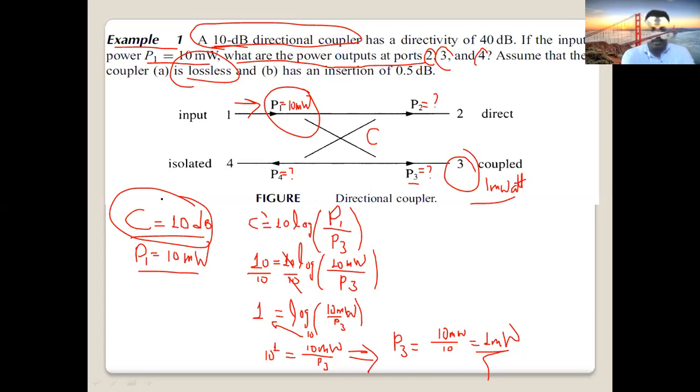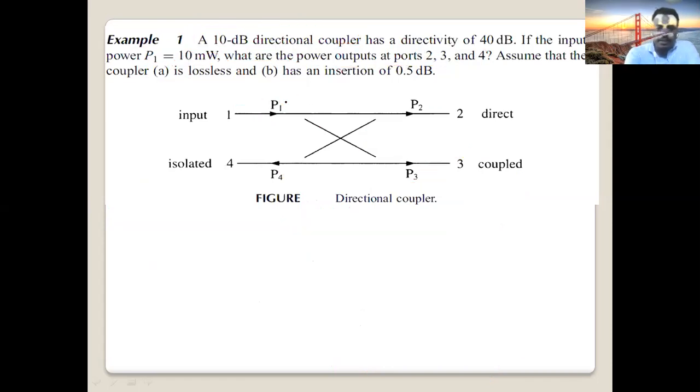Now in this case, if this coupler has C 20, what will happen? If you use another coupler with coupling 20 dB, what will happen? Let's see. Input power is again the same, 10 milliwatts, right? Now, this directional coupler we use, instead of 10, we are using a coupler with 20 dB.